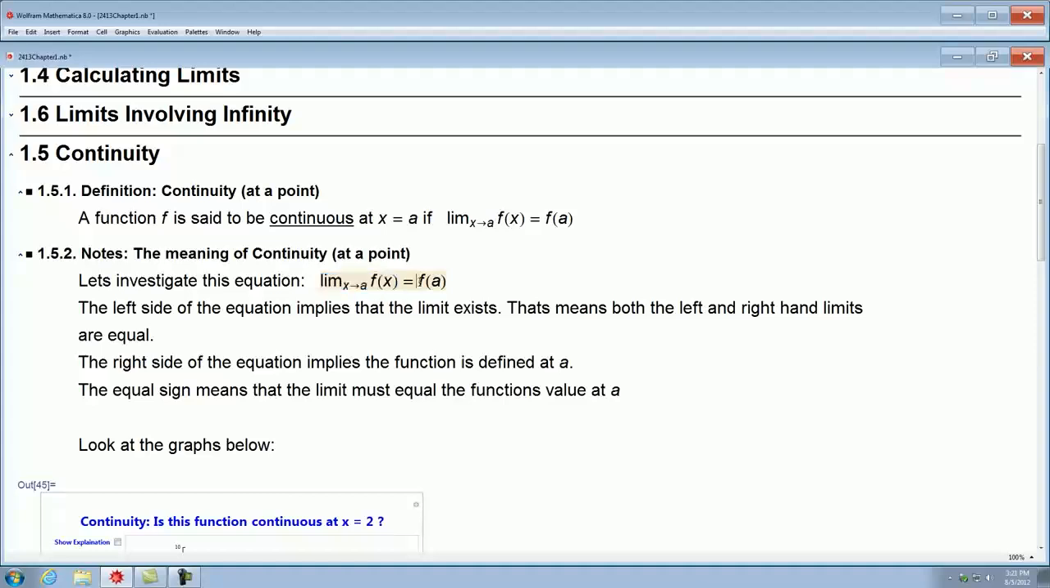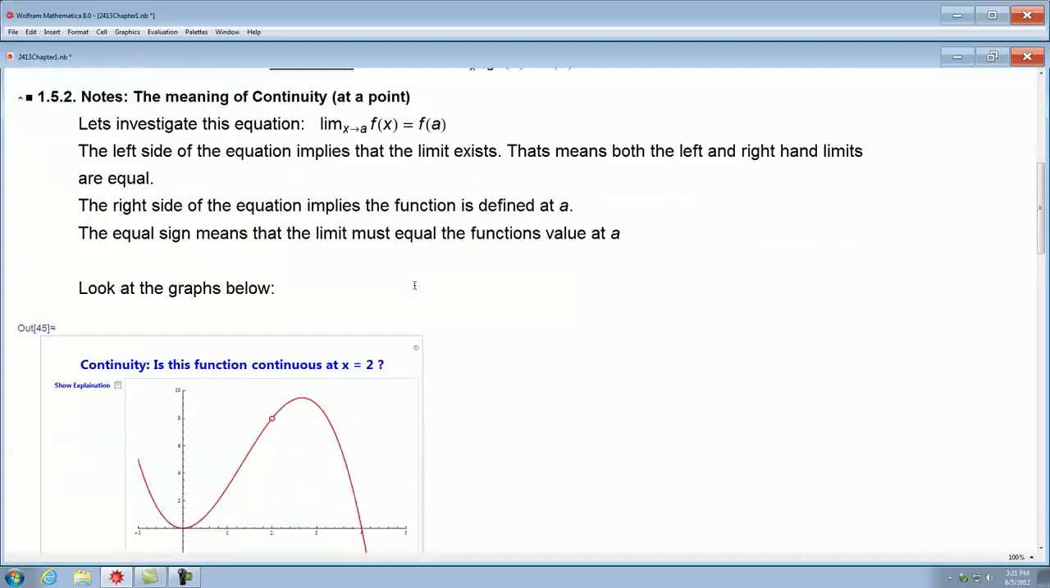The right-hand side of the equation means that the function is actually defined at a. So we can't have a function undefined. The function must be defined at a, and whatever the value of the function is at a must be equal to the limit. So wherever the function is heading to, as we get closer to a, must be equal to what the function is defined to be at a. All right, let's look at a graph just to try and understand what's happening here.